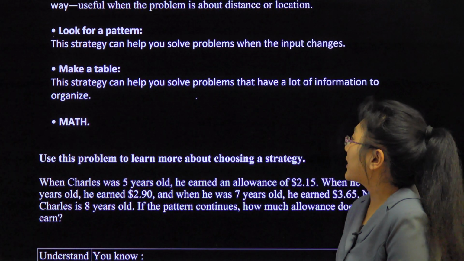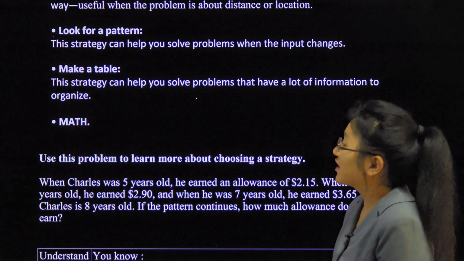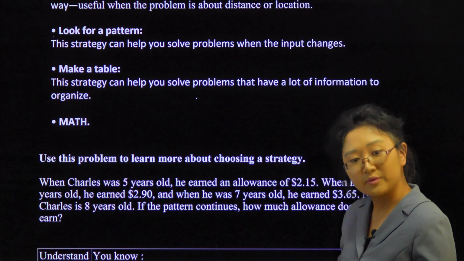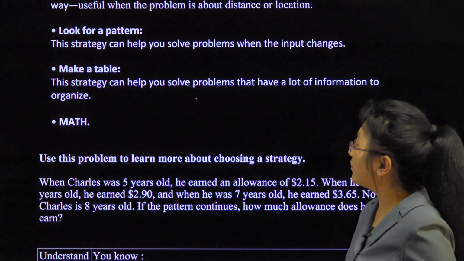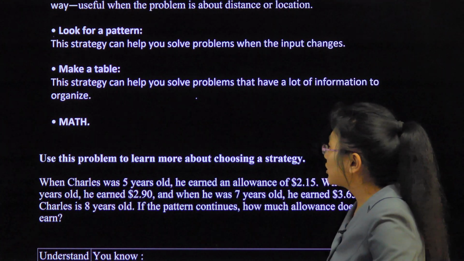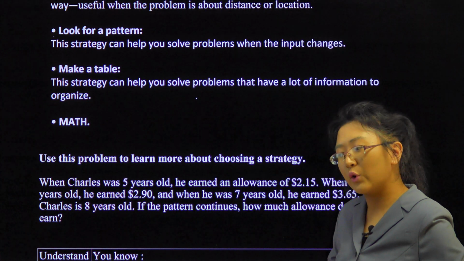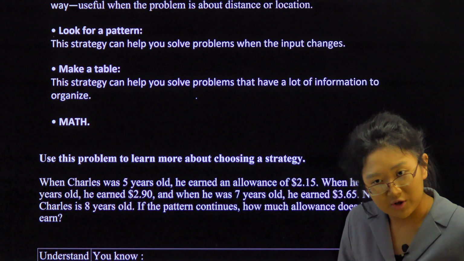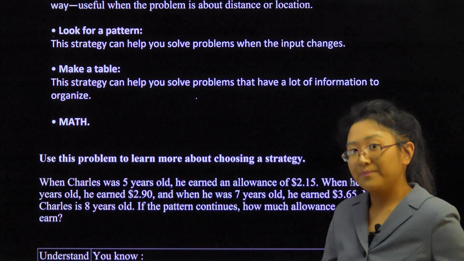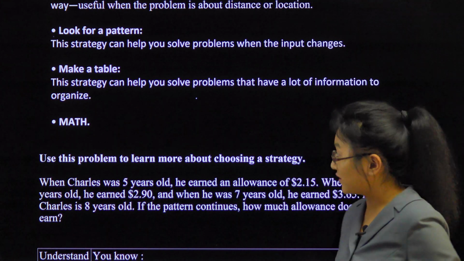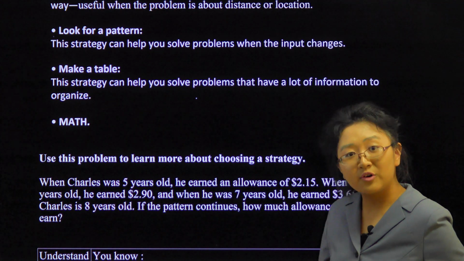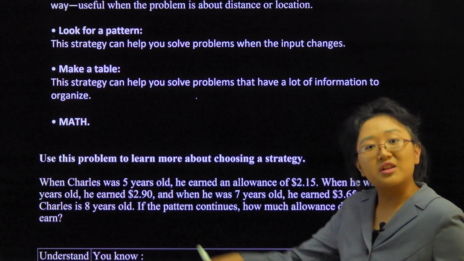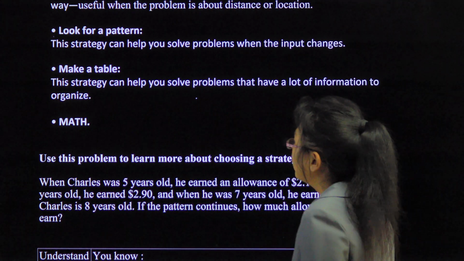And we also have make a table. Make a table is kind of like drawing a picture, except it's more acceptable. Why is it more acceptable? Because drawing pictures is usually for when you have absolutely no idea what you're doing, or when you're doing geometry, or if you are just learning a concept. Making a table can be used at any time. And in case you haven't noticed, this is algebra, not geometry.